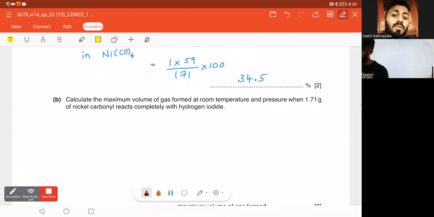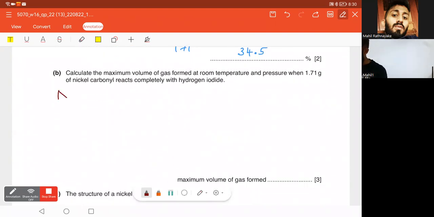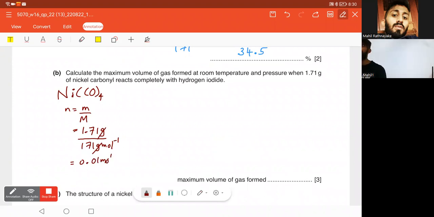First, you have to find the number of moles of nickel carbonyl. How to find? n equals small m over capital M. What's the mass? 1.71 gram divided by 171 grams per mole. Answer is 0.01. Can you understand?